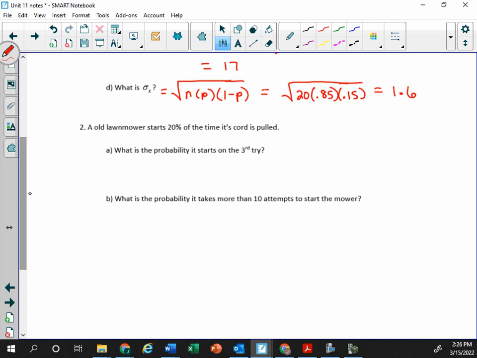We've got an old lawnmower, and it starts 20% of the time that the cord is pulled. Part A, what's the probability that it starts on the third try? This is the geometric one, right? I didn't say we are pulling the cord on the lawnmower 7 times. We don't know. It just says 20% of the time it starts when the cord is pulled. So this is geometric.